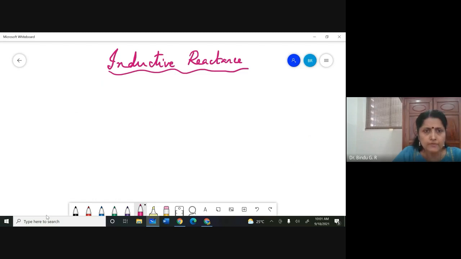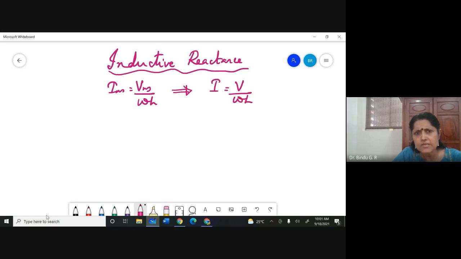As you know, we wrote that Im is equal to Vm by omega L while deriving the equation. If you note this, instead of Vm and Im, I can always convert this into I is equal to V by omega L, because if I put a root 2 here, I can put a root 2 there. So I am now writing this equation in terms of RMS values of voltage and current. Don't you see a similarity with respect to V equal to IR?